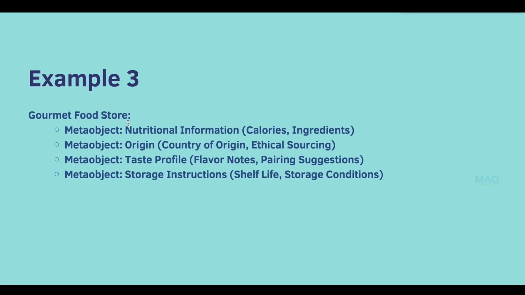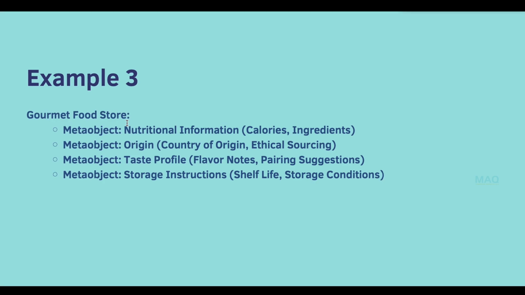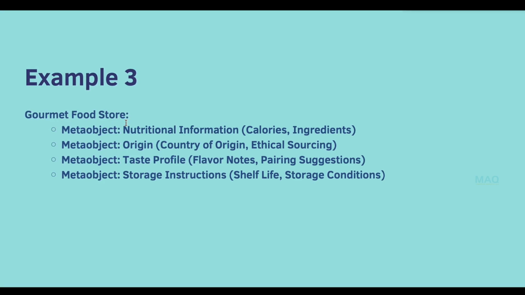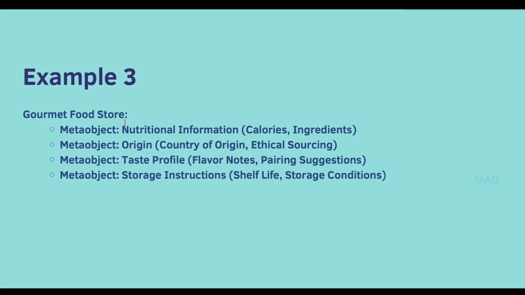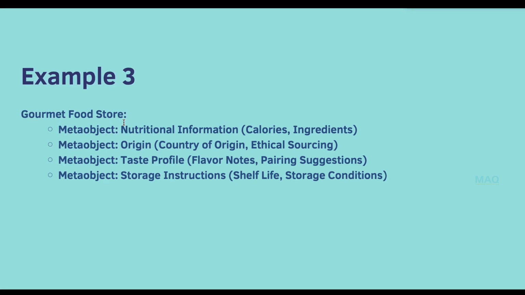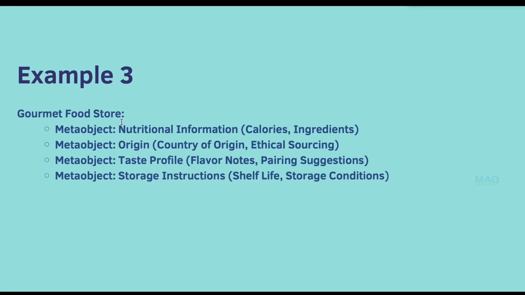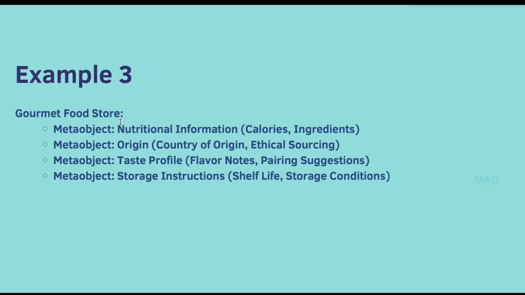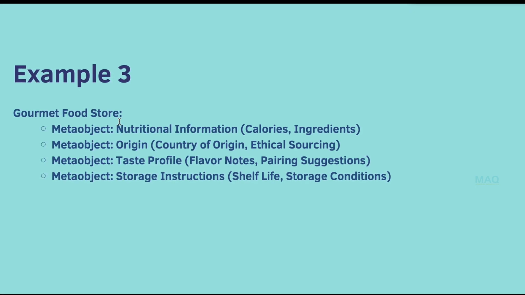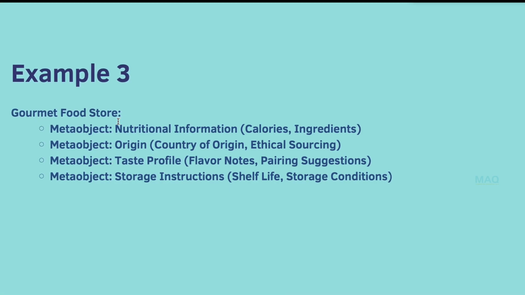Now let us take another example, which is a food store. In that case, you can create a meta object called nutritional information. Inside the nutritional information, you can have different meta fields or properties. For example, we can say calories, ingredients, whatever you want, you can create it, and all those data will be there in the meta object nutritional information.